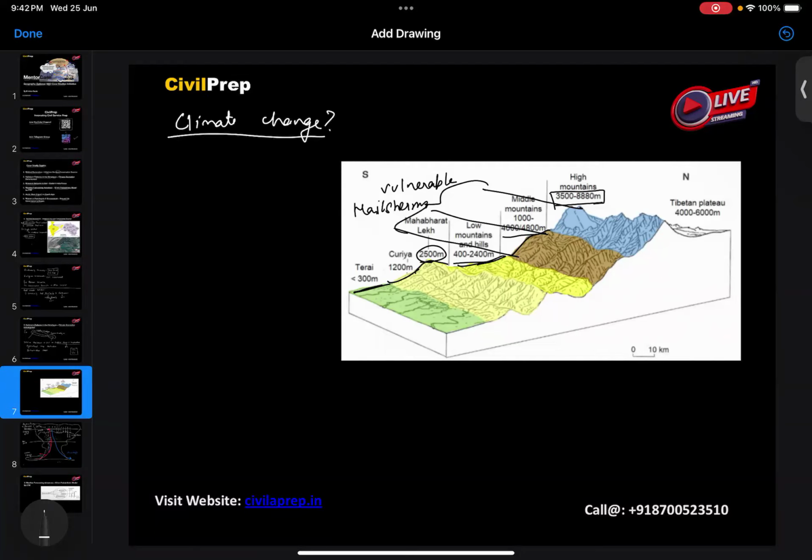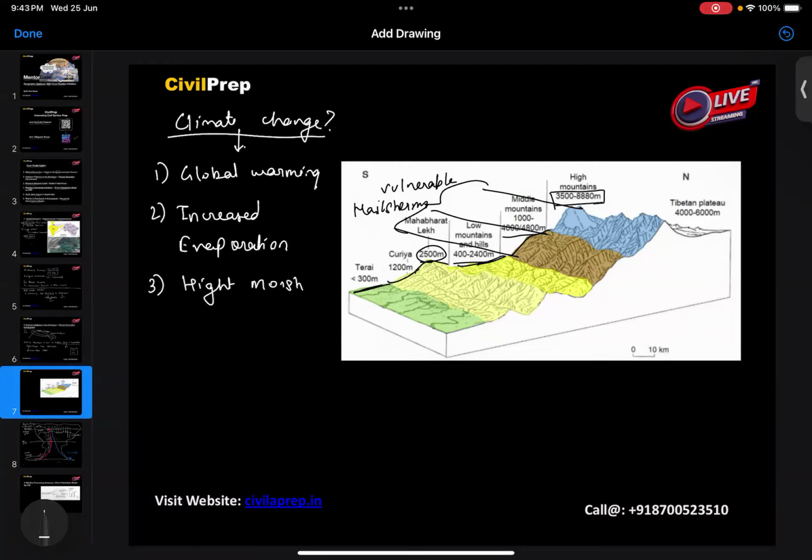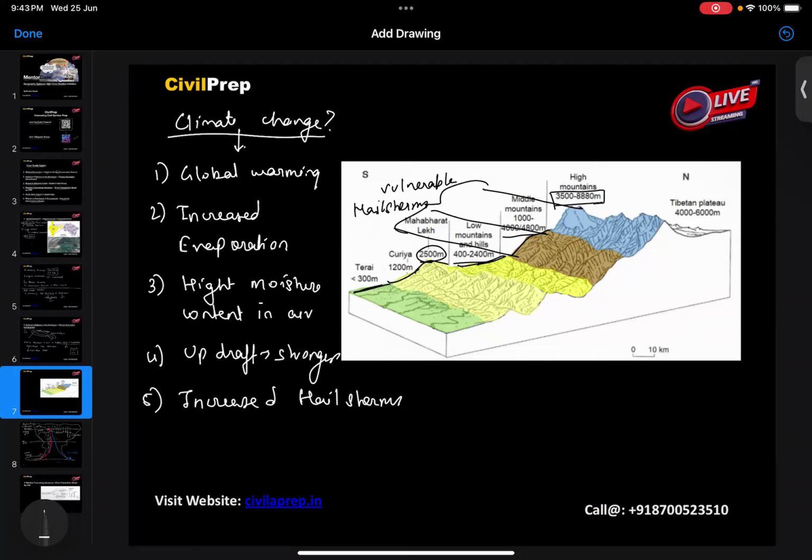Now, how is climate change impacting the formation of hailstorms? Number one, there is global warming. Because of global warming, there is increased evaporation. Because of increased evaporation, there is high moisture content in air. Because of the high moisture content in air, the updraft is becoming stronger, resulting in increased hailstorms, basically in the Himalayan region.